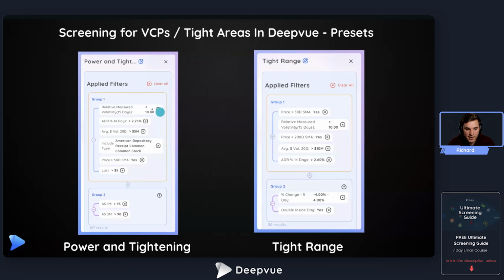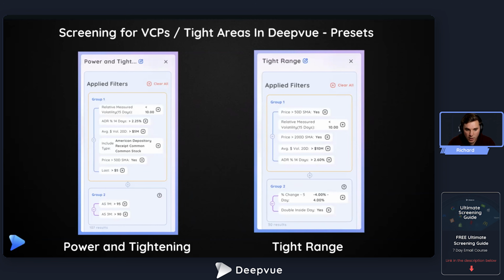We're less than 10 here. That's kind of my measure of tightness. We're tightening a lot. Now, just because we're under 10 does not necessarily mean visually you're seeing extremely tight action. It could just be that the former action was extremely volatile.